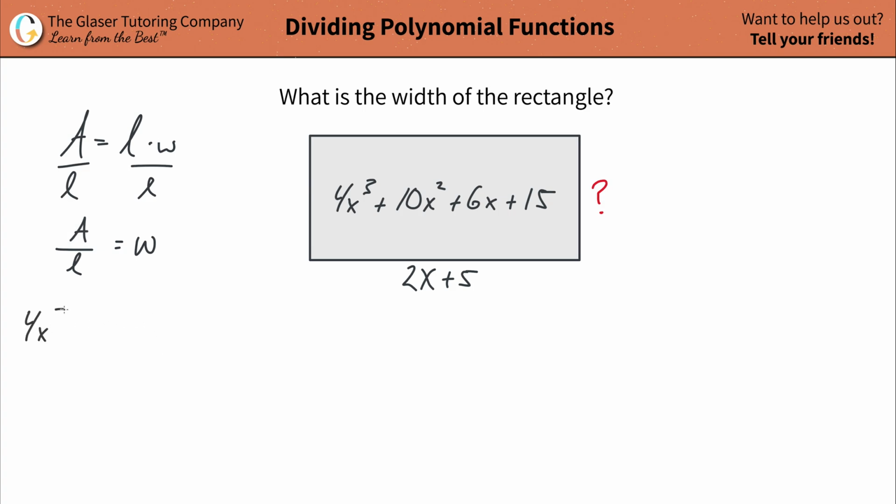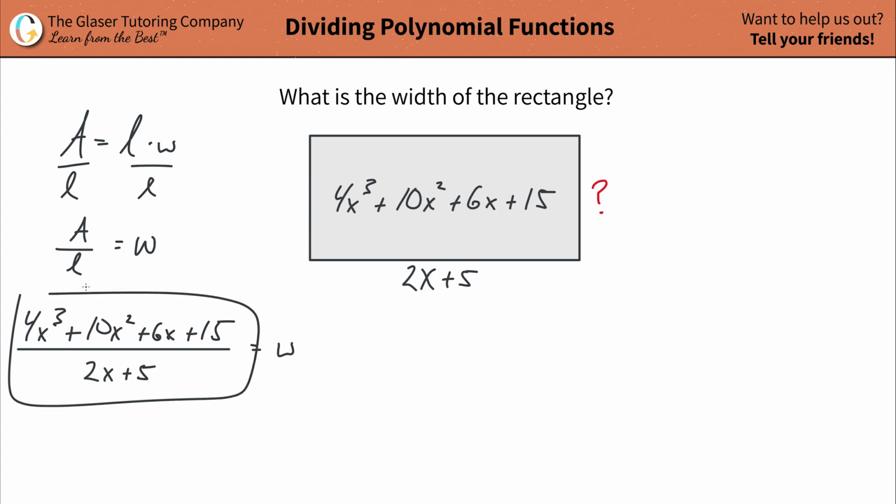So this is 4x cubed. So let's just write out what we know. Plus 10x squared plus 6x plus 15. And now it's going to be divided by 2x plus 5. And that should then equal the width. Now, I might not be able to do this division and get a number, but I can do the division and get a function. So you've got to look at this, and this has to kind of ring alarm bells in your mind. You're thinking, oh, long division of polynomials, or maybe I can use synthetic division here. And that's what we're going to do. We're going to use synthetic division.